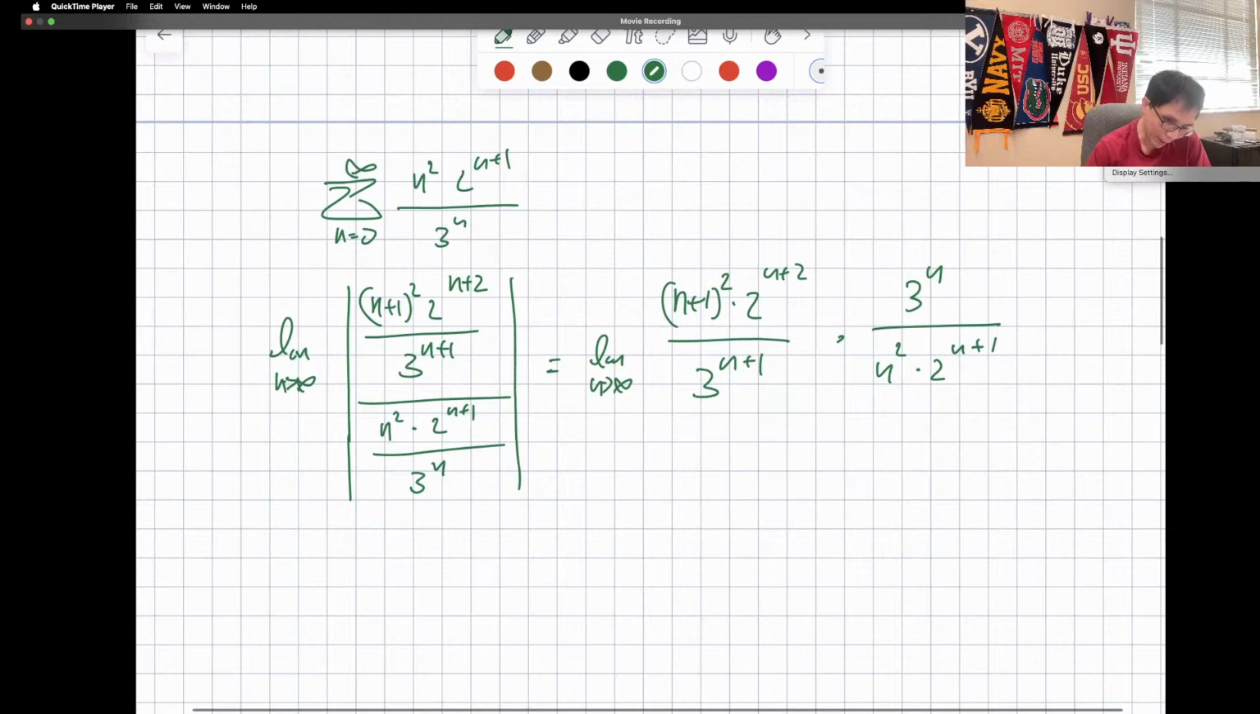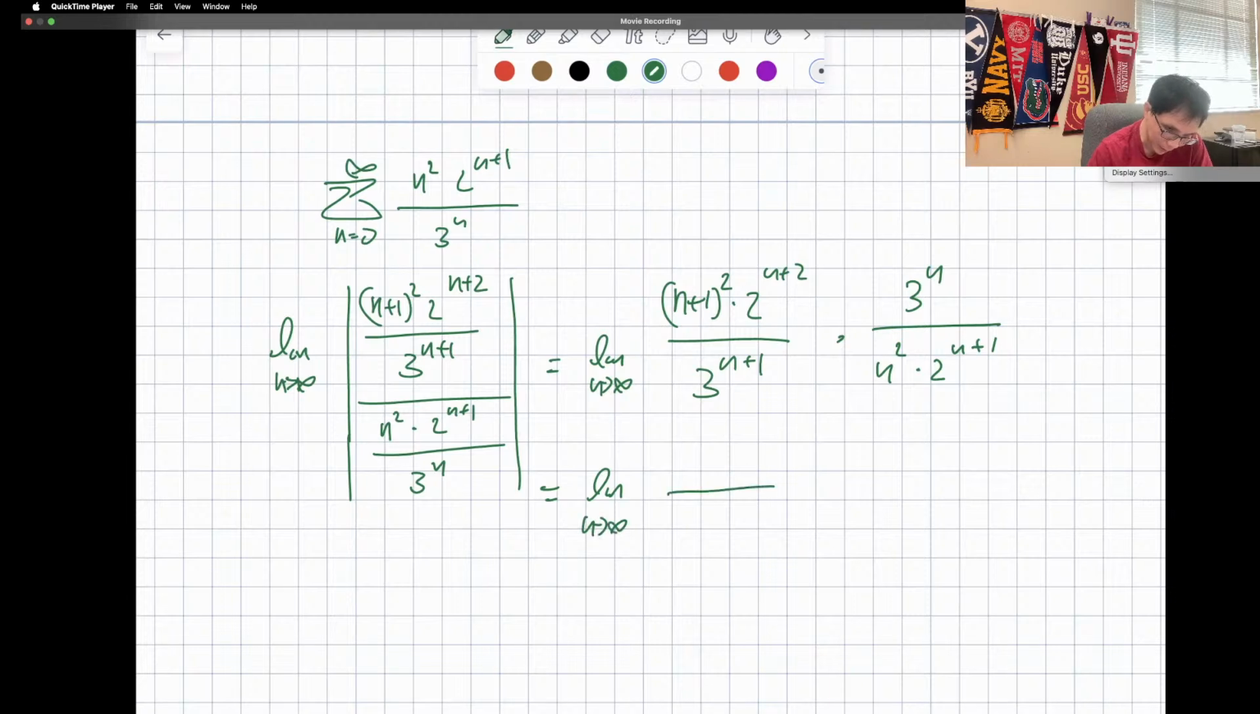Okay, so what happened is now I'm going to change this. I'm going to break this down. As n approaches infinity, this one's going to be 3 to the n times 3. And this one's (n plus 1) squared times 2 to the n times 2 squared.